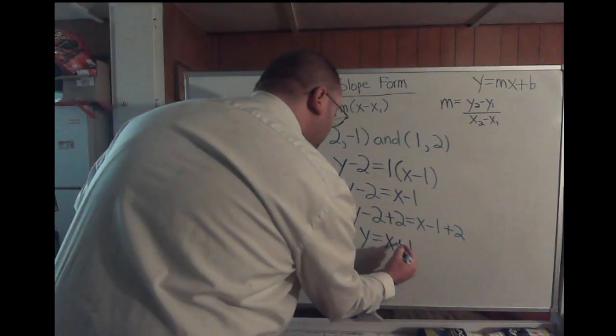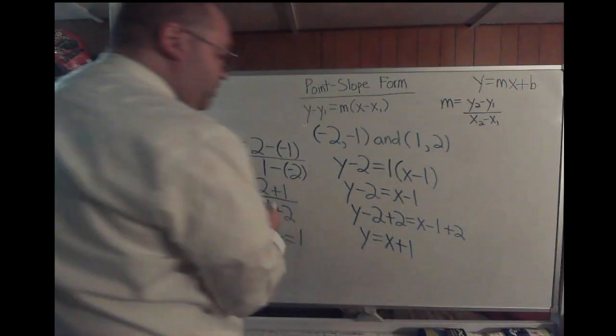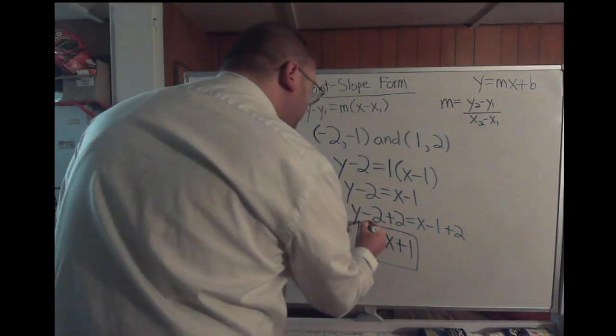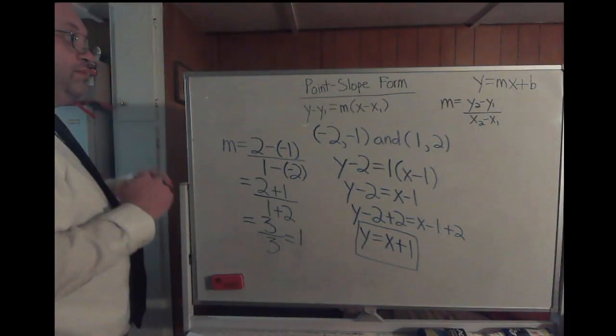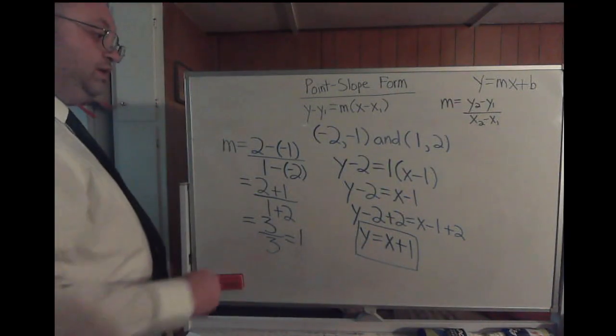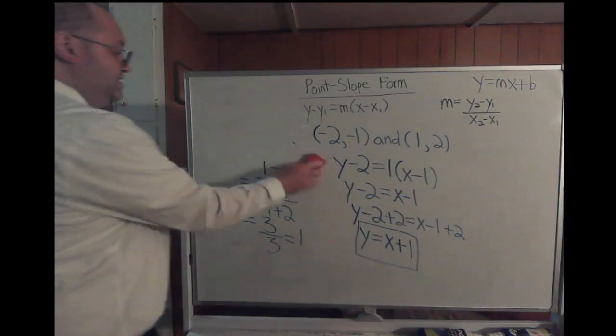So we now have an answer in slope-intercept form, y equals x plus 1. And that is exactly what we're seeking to do, is find the slope-intercept form of this line, and we've arrived at that, y equals x plus 1. And I do have more examples here. This isn't going to be it.